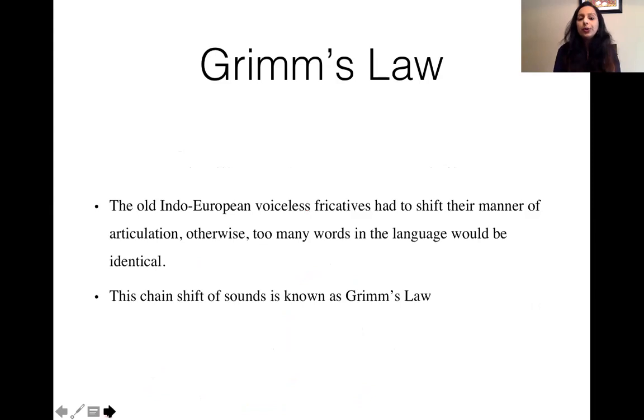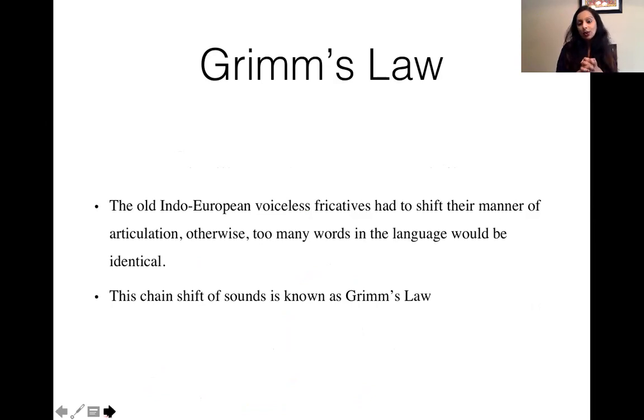So the old Indo-European voiceless stops had to shift their manner of articulation, because otherwise too many words in the language would be identical. So that's why this was a language internal kind of shift that happened. It happened across time. It was not overnight. And it was a chain reaction.